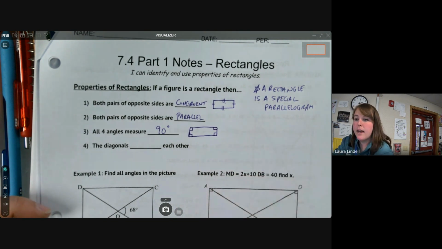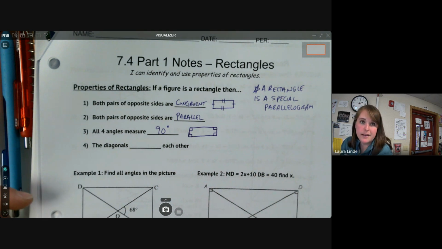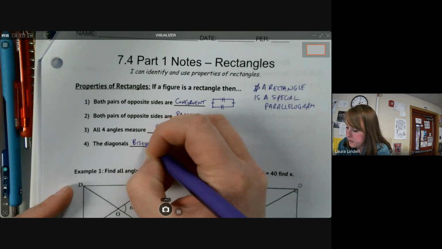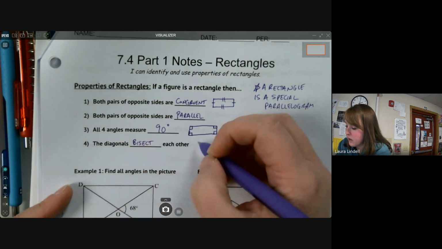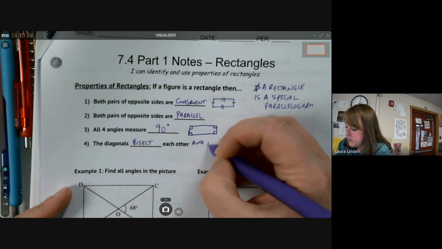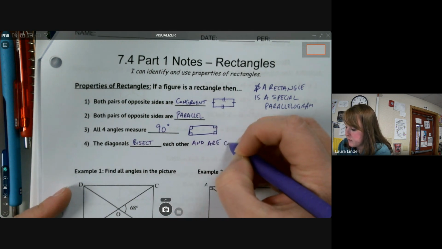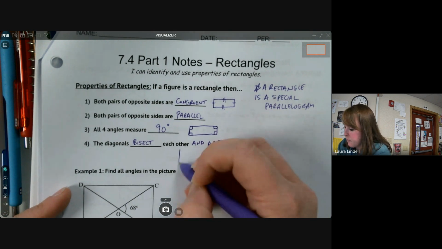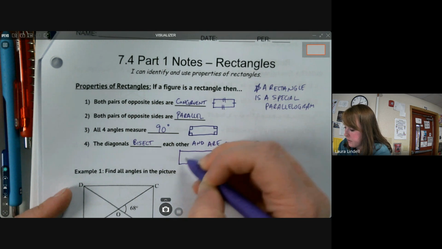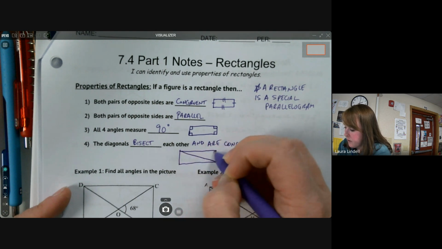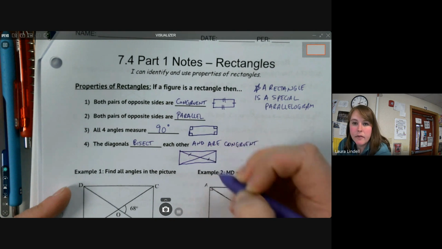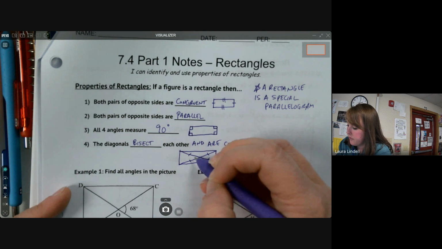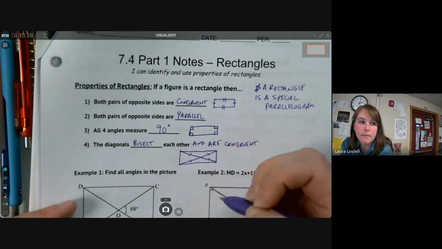So another property that we had for parallelograms was that the diagonals bisect each other. This is where we're going to add something else to it. The diagonals bisect each other and are congruent. So not only do we have something like this where we know that the diagonals cut each other in half, so that like this half is equal to this half, but also the diagonals are going to be the same length. So all four of these pieces are actually equal to each other in length.